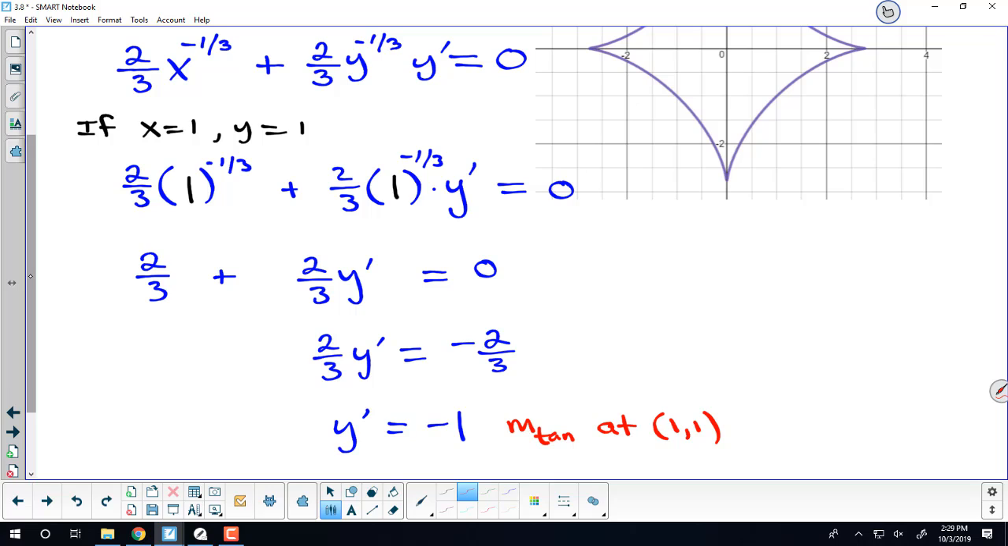This may be more complicated, but could you factor out the 2/3 in both and simplify it that way? Would that work as well? Yeah, right. You can multiply both sides of your equation by 3/2 even to clear that out. Yeah, and then you would get negative x to the negative 1/3 over y to the negative 1/3 for y prime. Does anyone have any questions on the derivative itself, that first step?